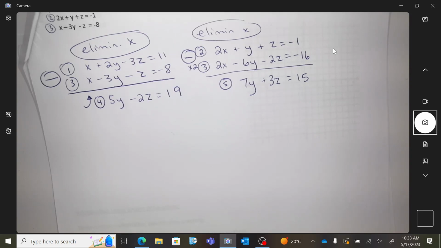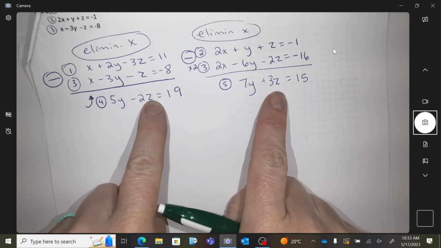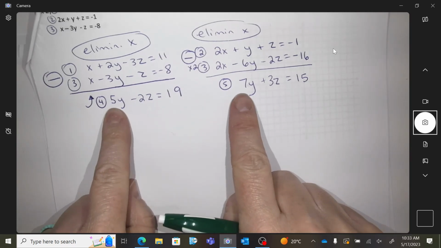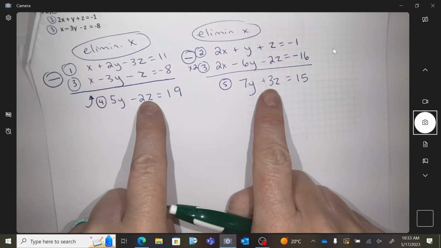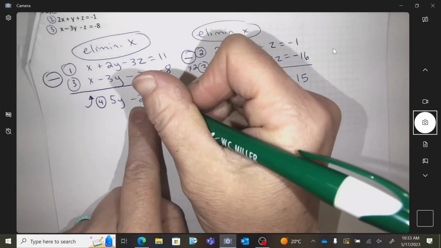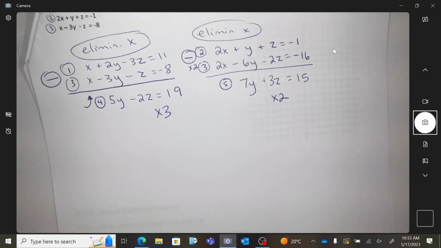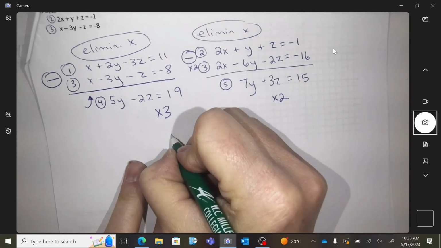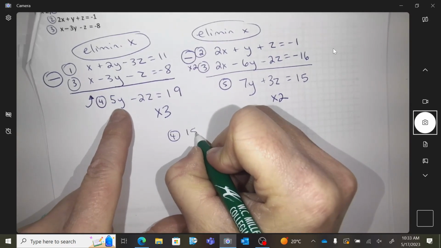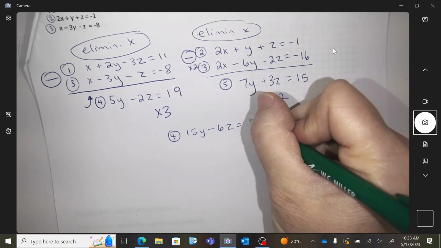Okay, now remember the next thing is we're putting 4 and 5 together, so let's check this out. These don't match, these don't match, so we're going to have to multiply. Do you want to be turning these both into 35s or do you want to turn these both into 6s? 6s, so we're going to times that by 3 and we're going to be timesing this by 2. 19 times 3 is 57, by the way.